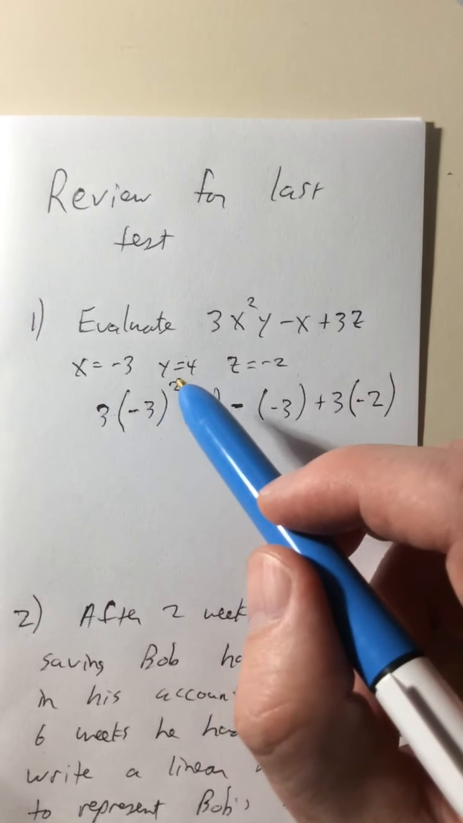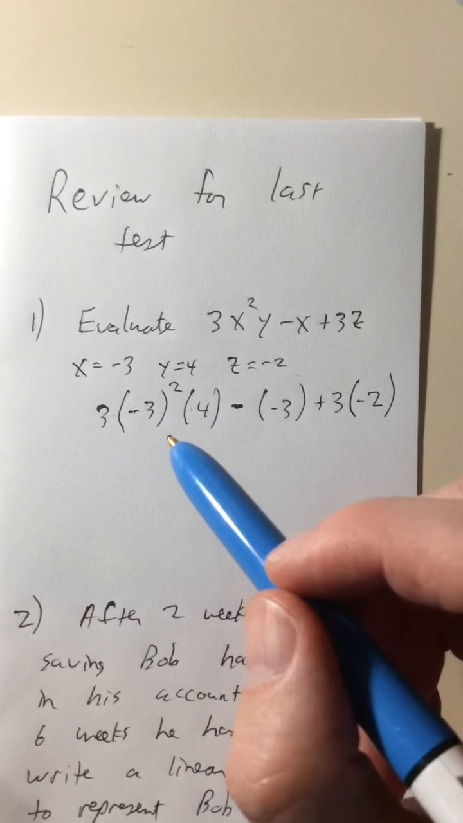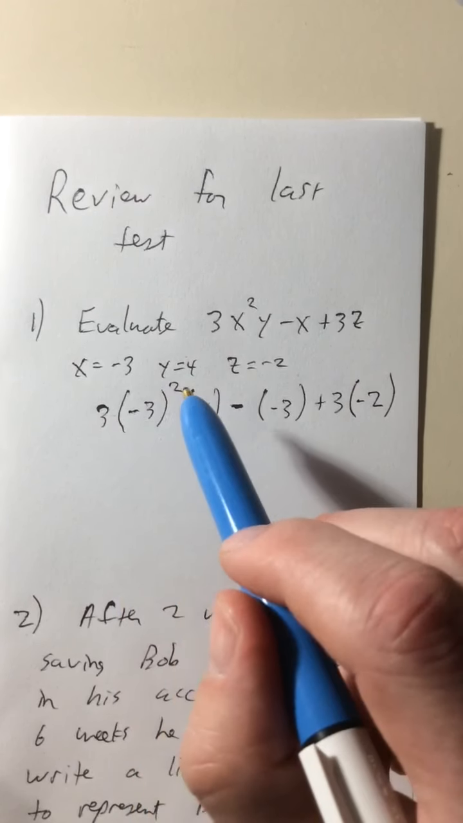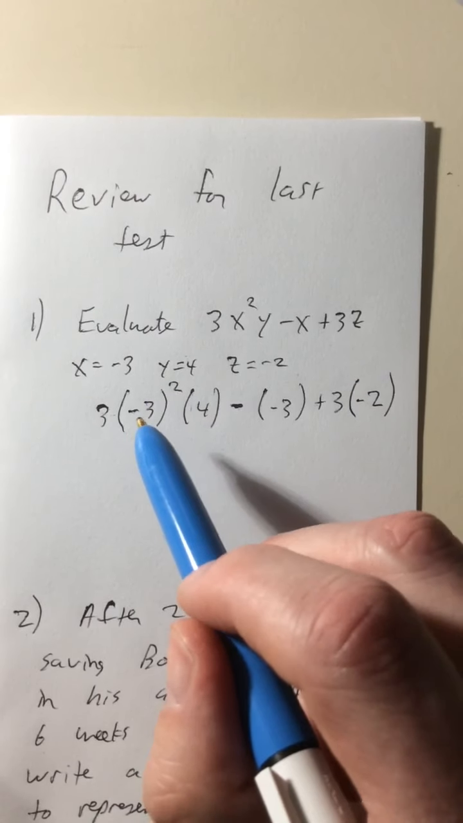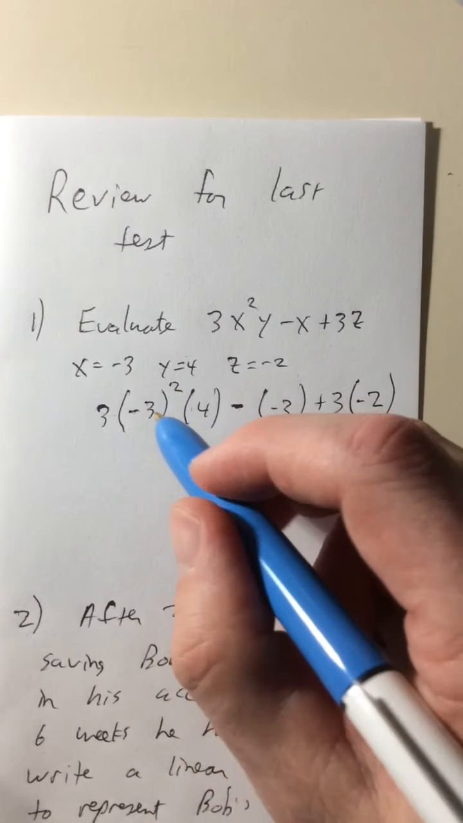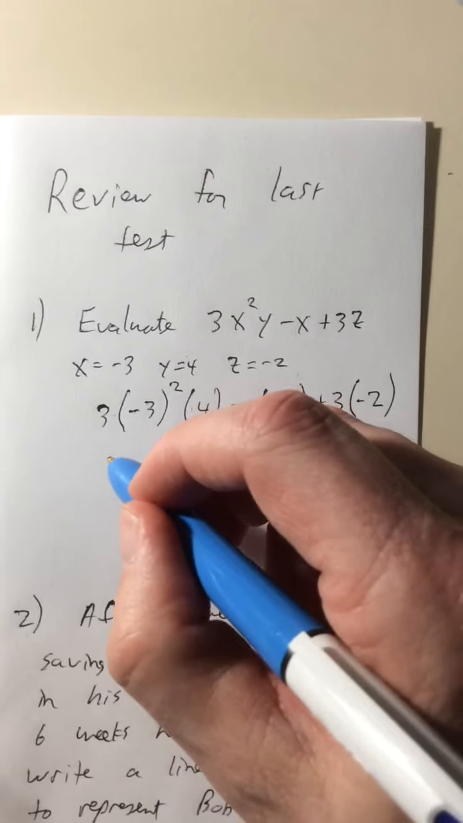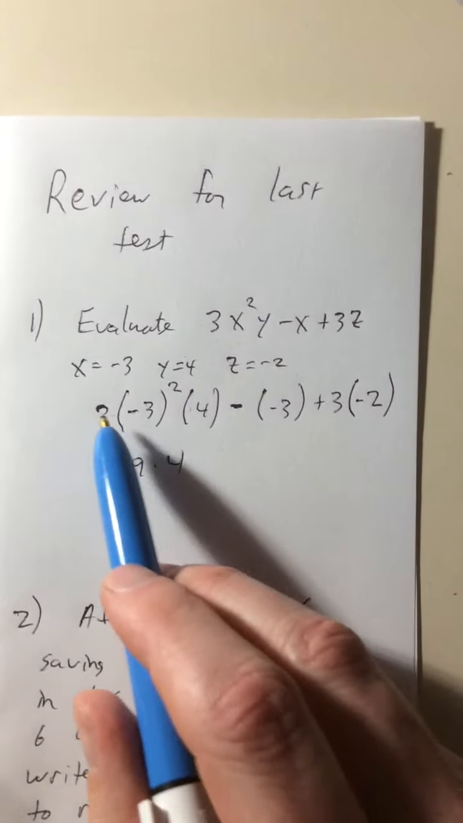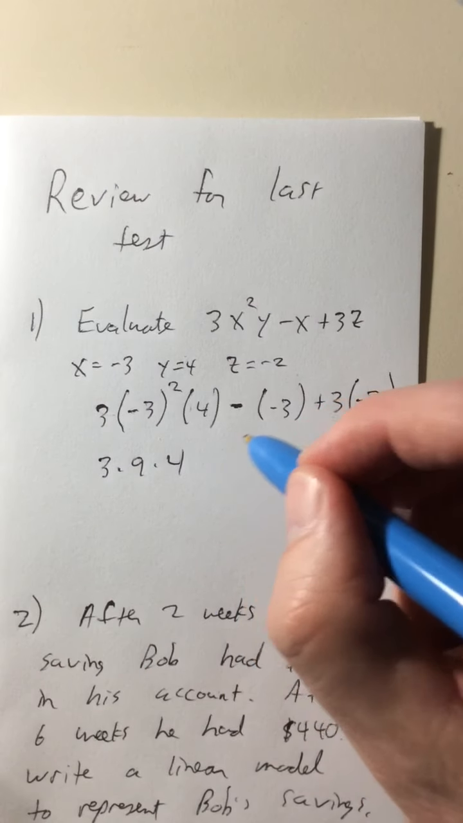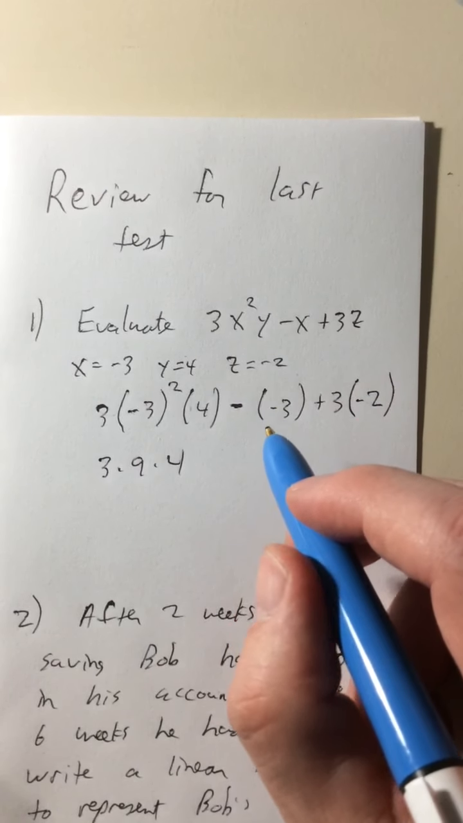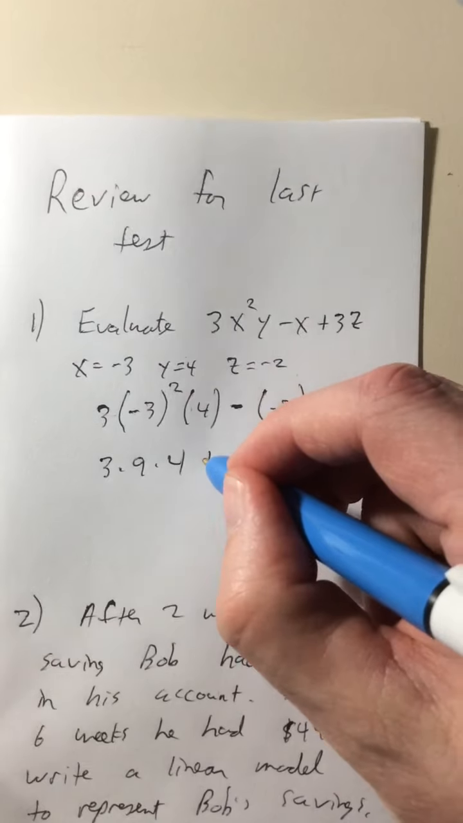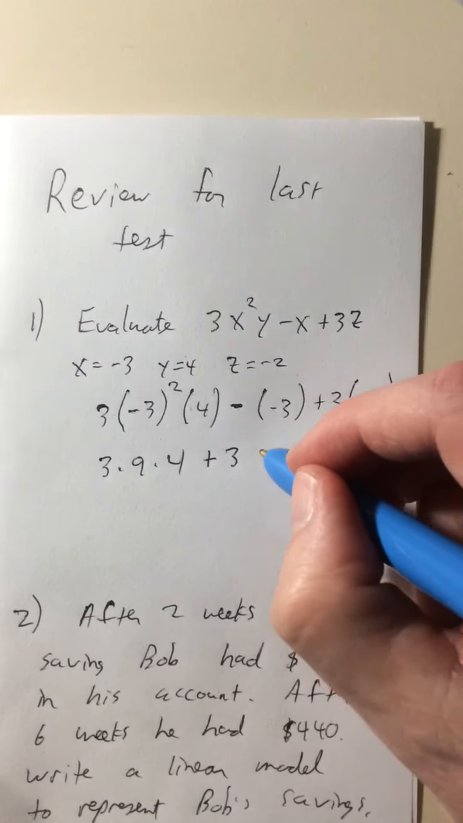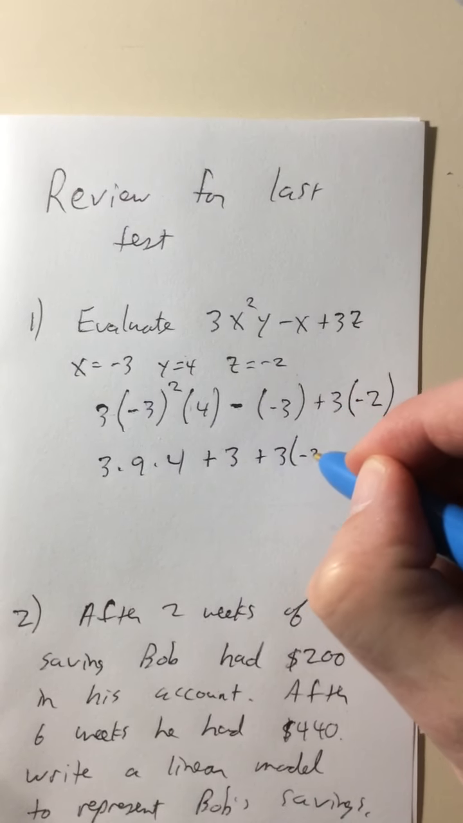Negative 3 squared means negative 3 times negative 3, or positive 9. The temptation here is to multiply these two guys and then square that. That ain't right. So square this first. Negative 3 squared is positive 9. So now we got 3 times 9 times 4. Now this says minus negative 3, I'm going to make that plus 3. And then we got plus 3 times negative 2.